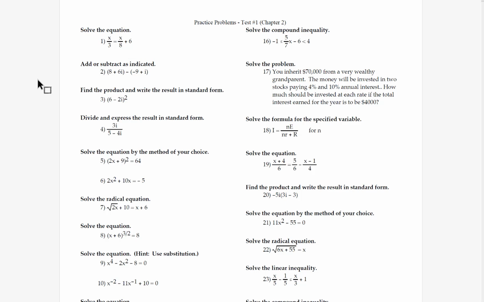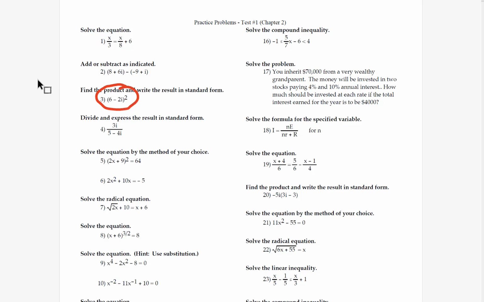And students sometimes know that a good thing to do would be to multiply both sides of this by 24. But even when they do that, they multiply the two fractions, but they don't multiply the 6. If you're going to multiply both sides, you got to multiply everything.